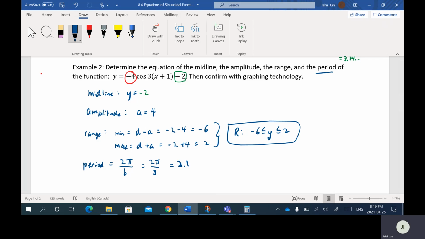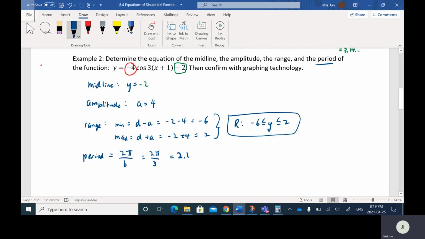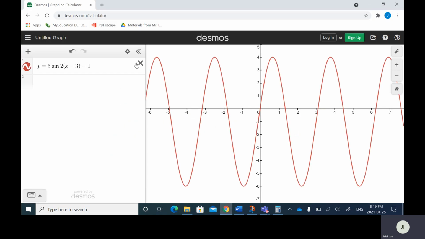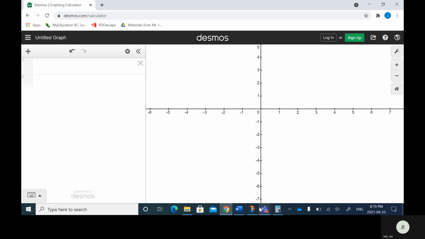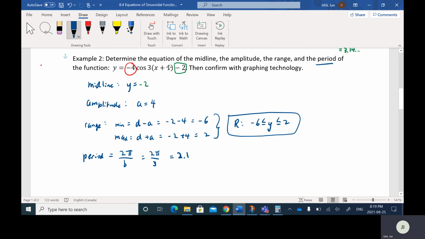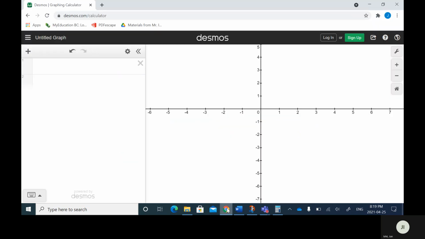All right, cool. So now what I'm going to do here is take this function and plug it into Desmos and just confirm these values off the graph. All right, so let's just do that. I'm just going to copy and paste this. All right, this works. Nope, I got an error. Oh, I'm going to need brackets for this.